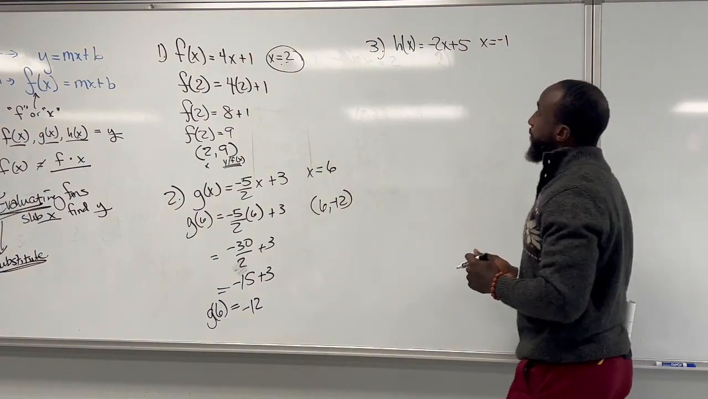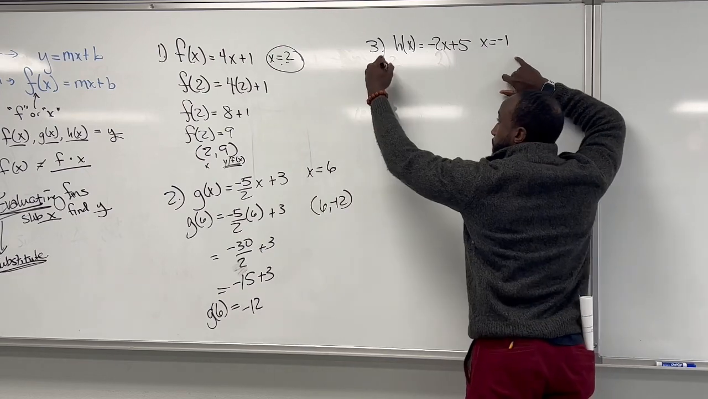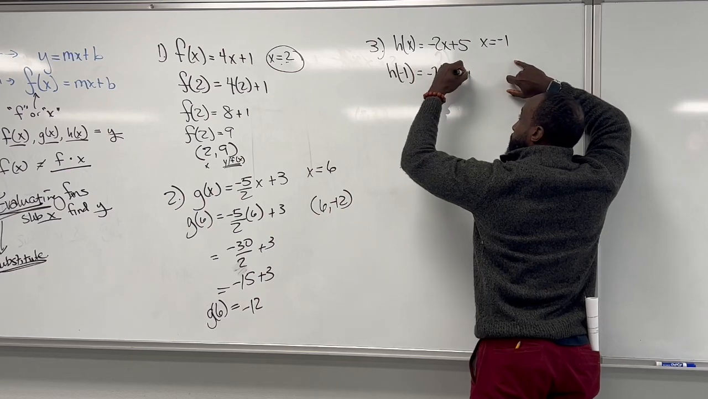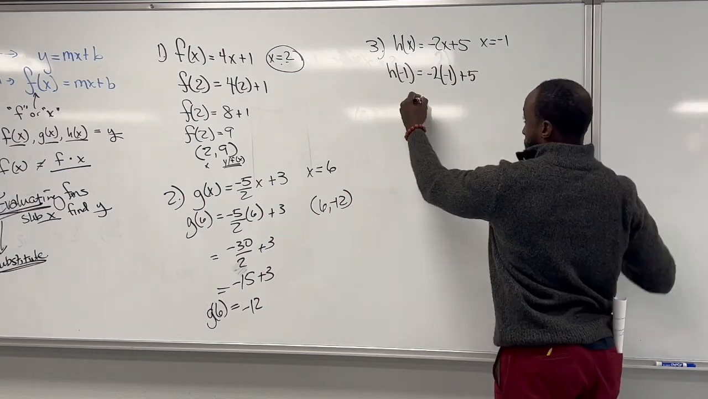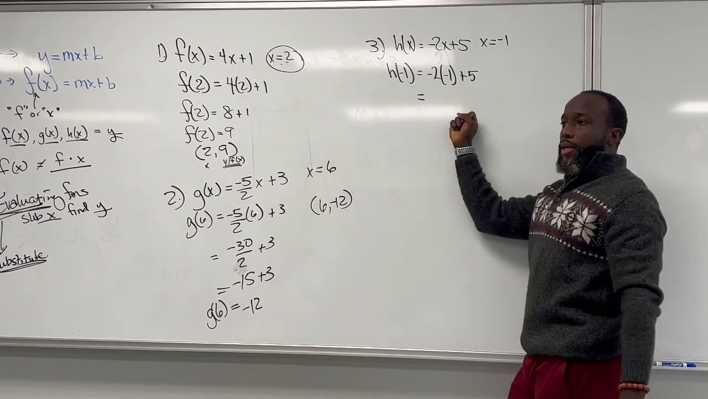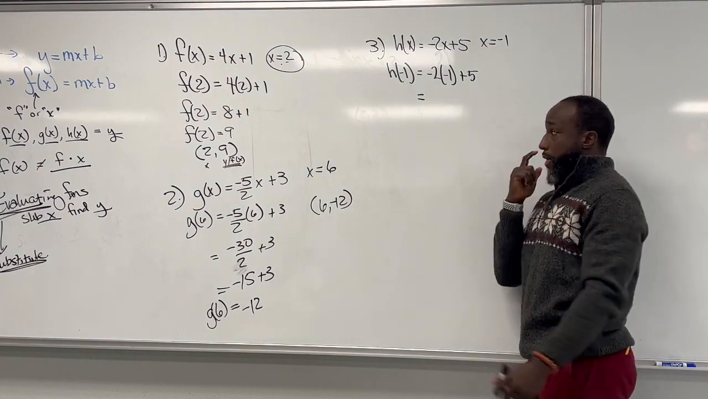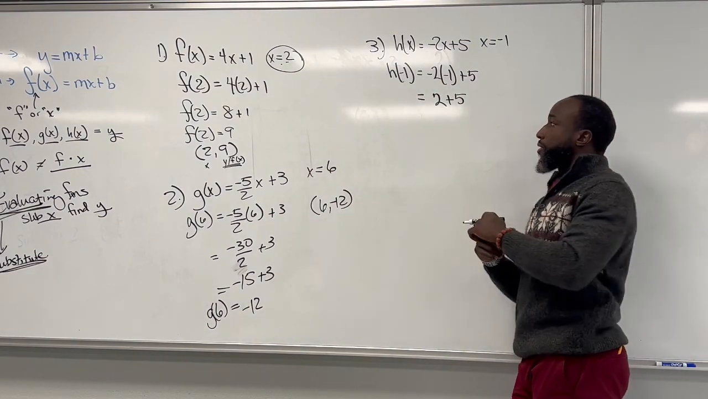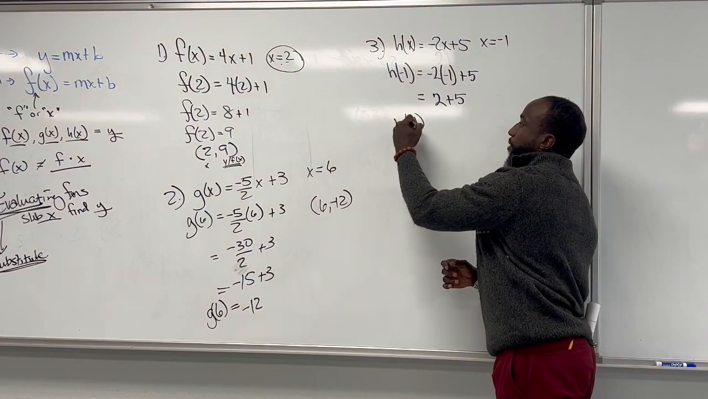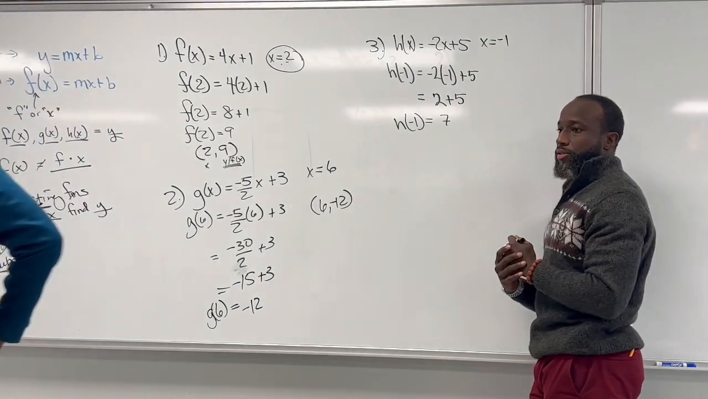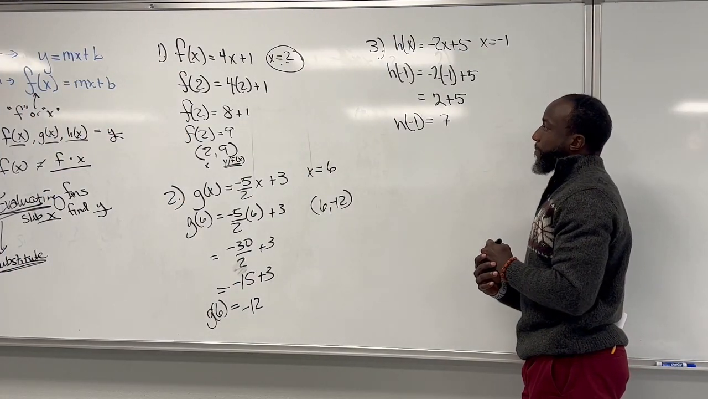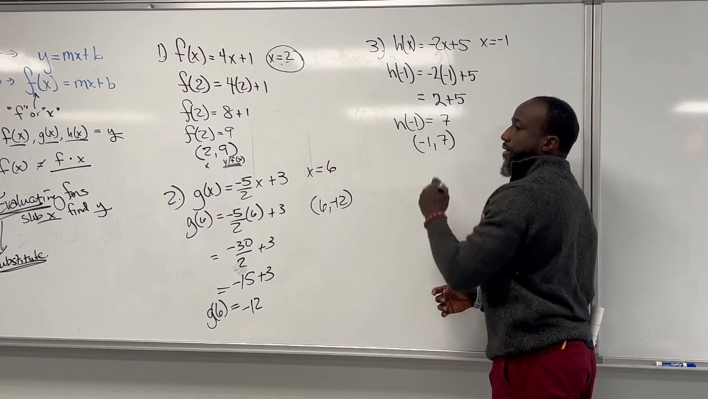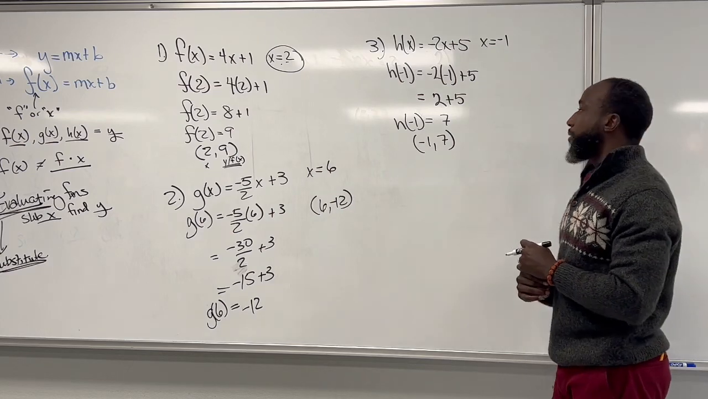First things first, evaluate, substitute. Everywhere you see an x, you put negative 1 there. So it'll be negative 2 times negative 1 plus 5. Okay? Then you do the math. Negative 2 times negative 1 is what? 2. Positive 2 plus 5? 7. Right? So h of negative 1 equals 7. Do the last one. You gotta start working on the last one. So for here, x equals negative 1, 7. Alright?